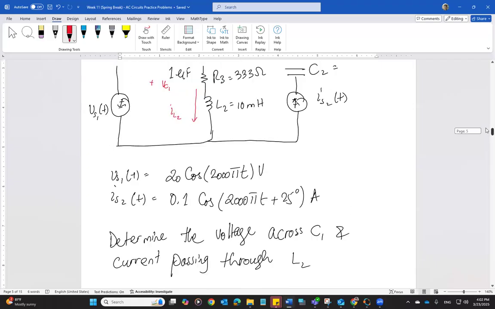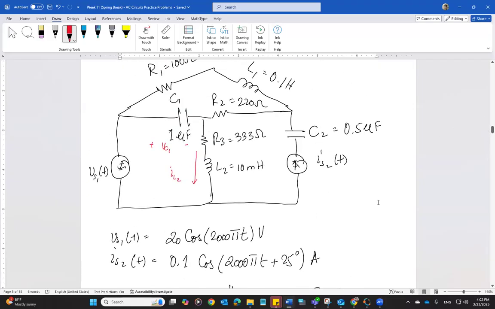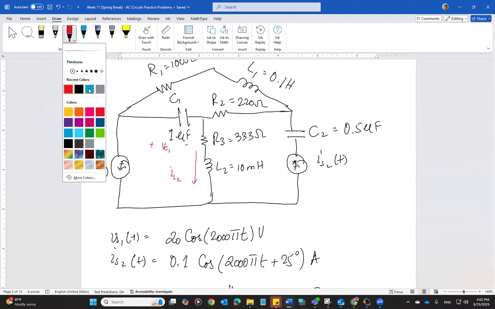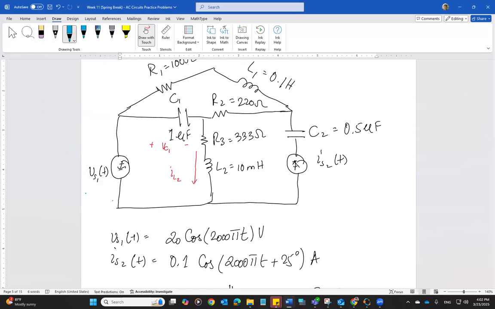Again, let's analyze. Of course, first we're going to convert everything into polar form. This is going to be VS1(jω), which will be 20 angle 0 degrees volt. This is going to be IS2(jω), which will be 0.1 angle 25 degrees ampere. And then, of course, C1 will convert that into XC1.